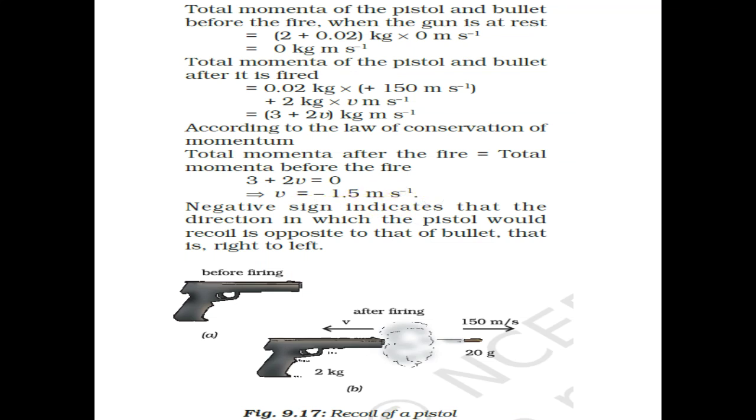Here the negative sign indicates that the direction in which the pistol recoils is opposite to the bullet. The bullet's velocity we have taken as positive, so the velocity of the gun will be negative. So in such questions, you must remember that the recoil velocity will be negative.